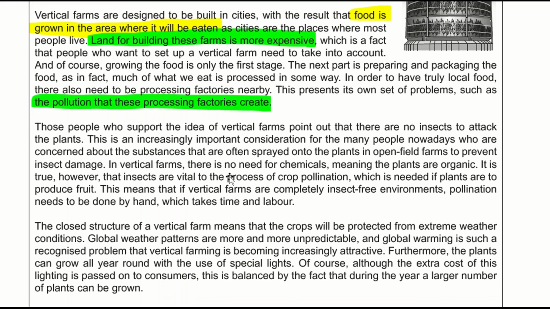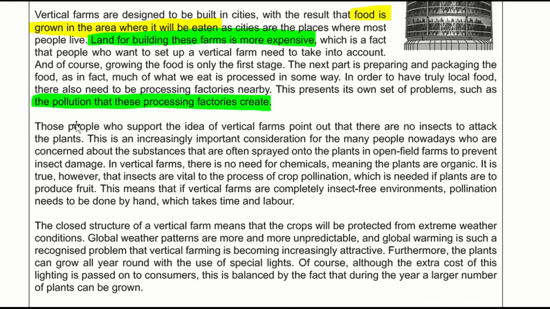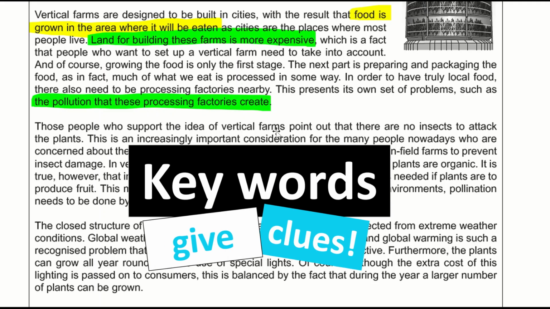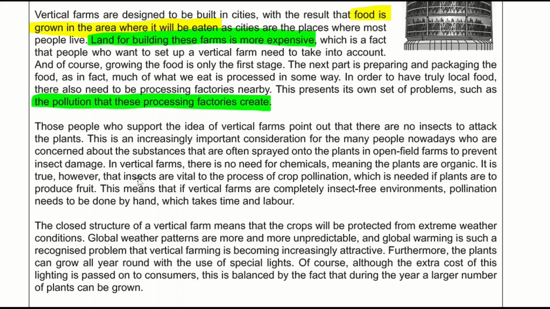Those people who support the idea of vertical farms, so again, this is another key word now, supporting, which I'm assuming means there's going to be an advantage coming up. So those people who support the idea of vertical farms point out that there are no insects to attack the plants. So here, there are no insects to attack the plants. That is an advantage, or it sounds like an advantage.